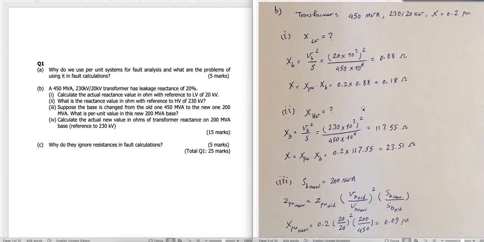So, X_LV is the question. We need to know X_B, the base impedance or base reactance. Reactance always equals V squared divided by S, so V_B squared divided by S. We just need to be careful which side of the transformer we are calculating. Here they say low voltage, so obviously you put 20 kilovolt. So 20,000 squared divided by 450 million volt-amperes, because that is the rated power of this transformer. You get 0.88 ohm as the base reactance or base impedance.